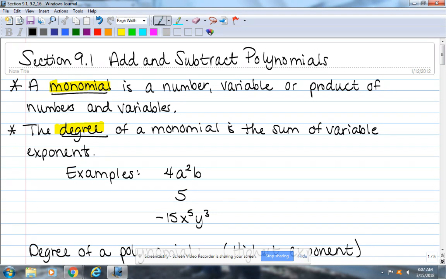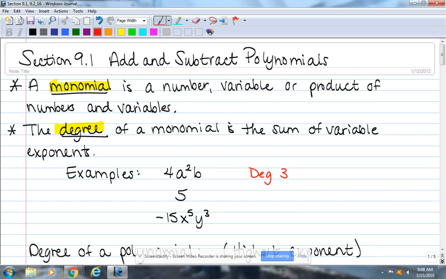All right, the degree of a monomial is the sum of the variable exponents. So that just means you add the exponents on the variables if it's a monomial. So if you don't have any pluses or minuses, you add the exponents on the variables. So the first one, 4a squared b. You got an a squared and a b to the first power. So 2 plus 1 is 3, so this one is a degree 3 monomial. So you just add the exponents on the variables.